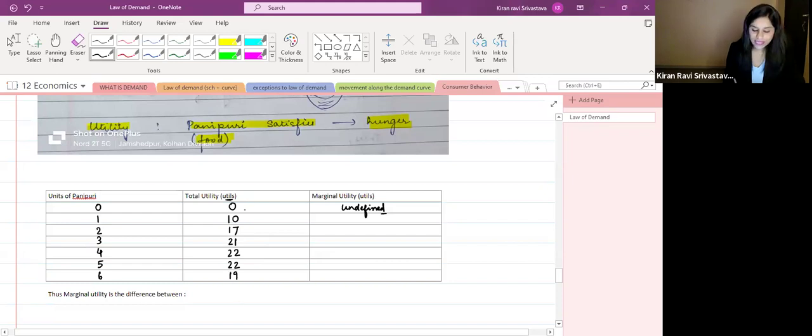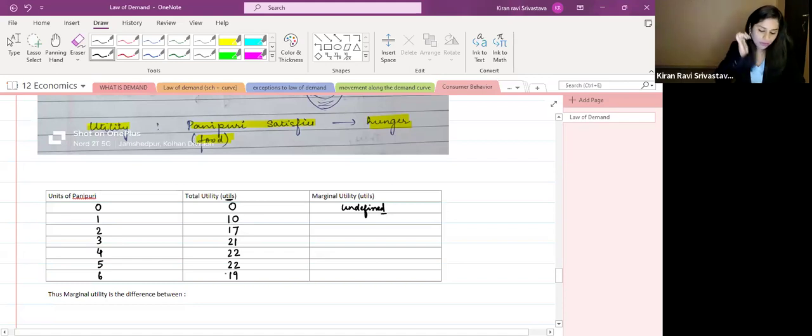You might be noticing something here. Let me just tell you what marginal utility is, and then I'll come to this explanation. I hope you understood what total utility is. Total utility at the first pani puri is 10. Second, the total becomes 17. Third, it is 21. Fourth, it is 22. Fifth, it is 22. And sixth is equal to 19.